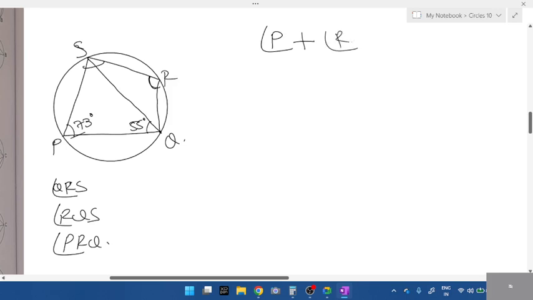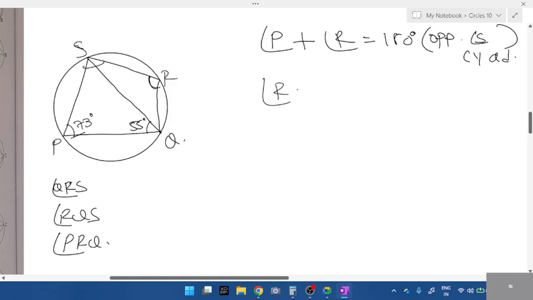Angle P plus angle R equal to 180. The reason you'll have to write: opposite angles in a cyclic quadrilateral are equal to 180 degrees. Opposite angles in a cyclic quadrilateral sum to 180.